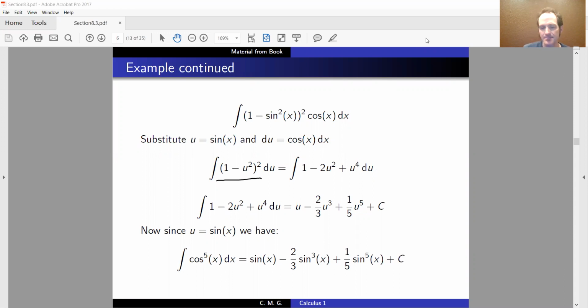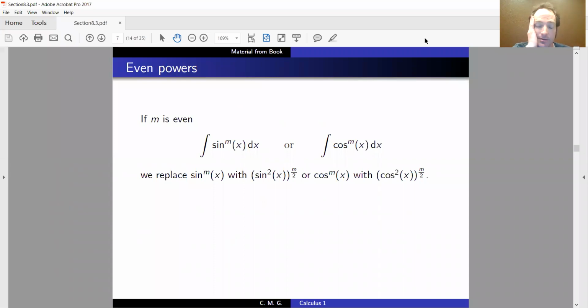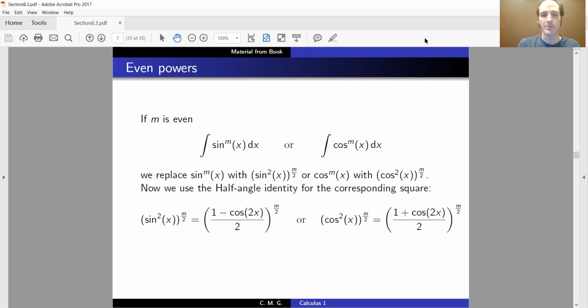So that's the idea. Now, what about an even power of sine? Well, unfortunately, with an even power of sine or cosine, I cannot peel off and do this u substitution trick. So instead, what I have to do is write sine squared to the m over 2. M is even here, so m over 2 will be a nice integer. And then I can replace sine squared using the half angle formula instead of the Pythagorean identity.